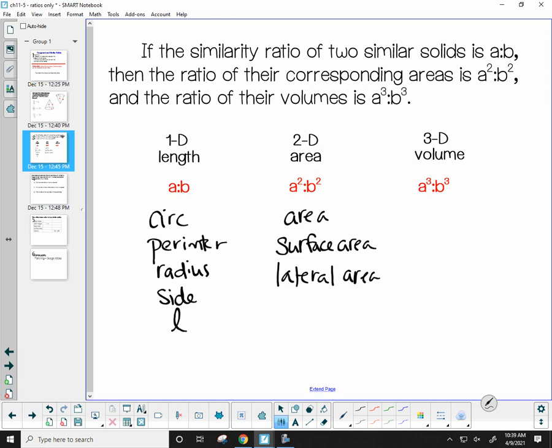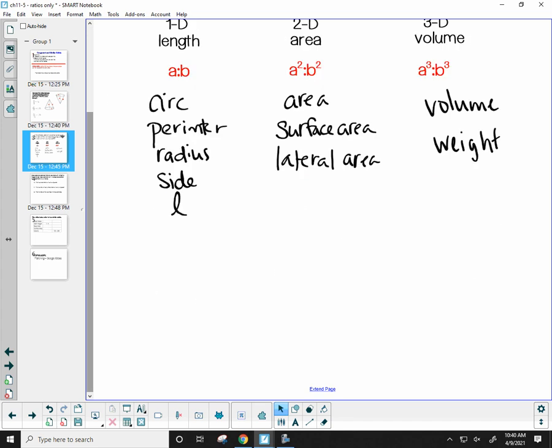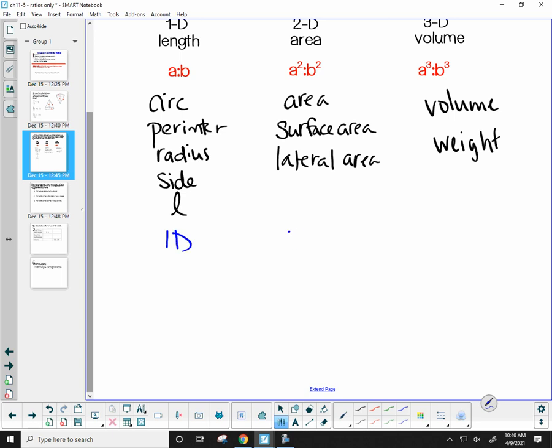Finally, volume, that's obviously going to be volume. But it also could be weight. Weight is considered a three-dimensional measurement. All right, so that's the vocabulary for each dimension, okay? Now, what I want to do is kind of explain a little bit how these dimensions work and how we go from one ratio to the other. Okay, so I'm just going to go down here. So keep in mind, this is one-dimensional, two-dimensional, and three-dimensional, right?